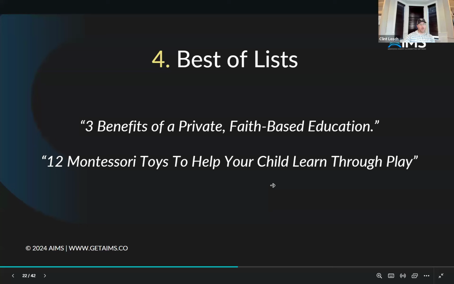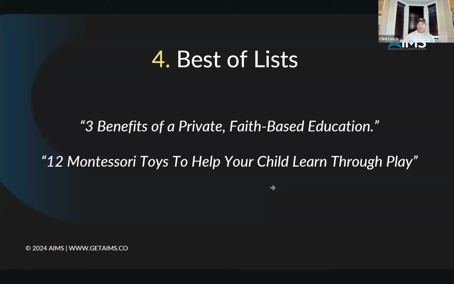Good stuff, everybody. Let's move right along. The best-of lists. These are like your old BuzzFeed-style listicle articles that were always so popular, like the top 3 books to read over the summer, 3 benefits of a private faith-based education, 12 Montessori toys to help your child learn through play. Yeah, so it's those lists. Tracy, you had a great example, which was 7 ways to afford a private school. That's a combo of both, you don't have to be exclusively one or the other. But yeah, people love lists.